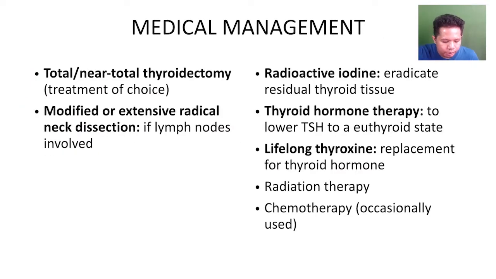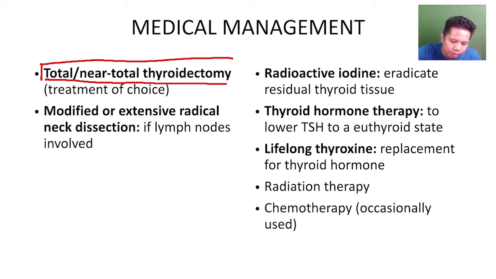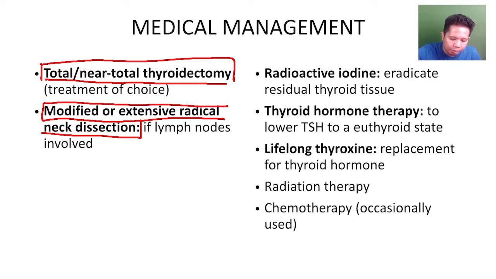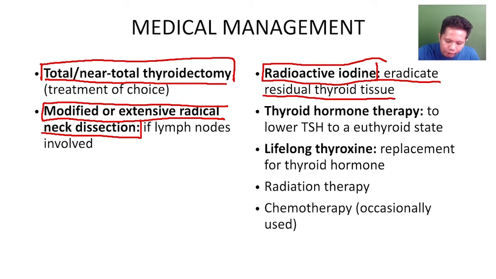Let's move on. So for the medical or surgical management, we have your total or near total thyroidectomy. This one would be the method of choice. So the inflamed or the enlarged thyroid would be either partially removed or fully removed. Okay, then we have also the modified or extensive radical neck dissection. If ever lymph nodes are involved, pati yung mga lymph nodes tinatanggal. Okay, first we have our radioactive iodine. This one would be eradicating the residue of thyroid tissue. This one would be given or administered.